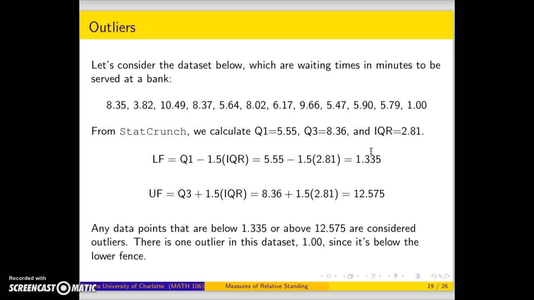So let's look through the data to see if any points are below 1.335. And we see one right here. Do we see any other? No. How about above 12.575? There doesn't appear to be any. So we see one outlier, which is on the low side, and none on the upper side.